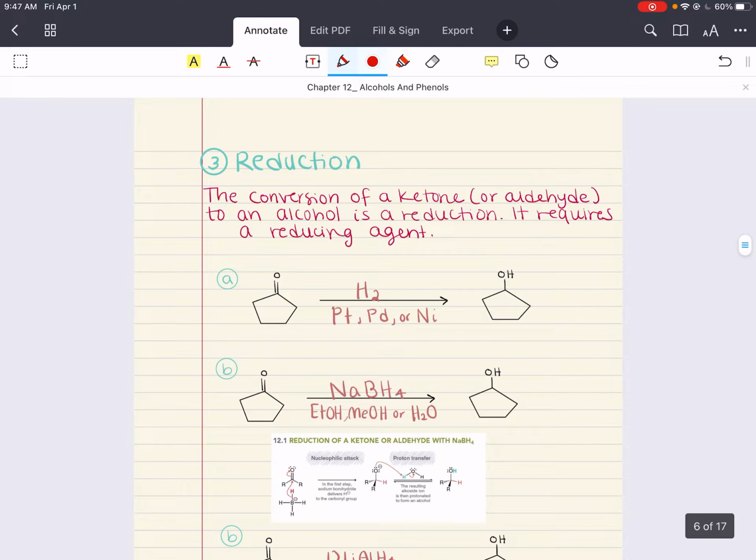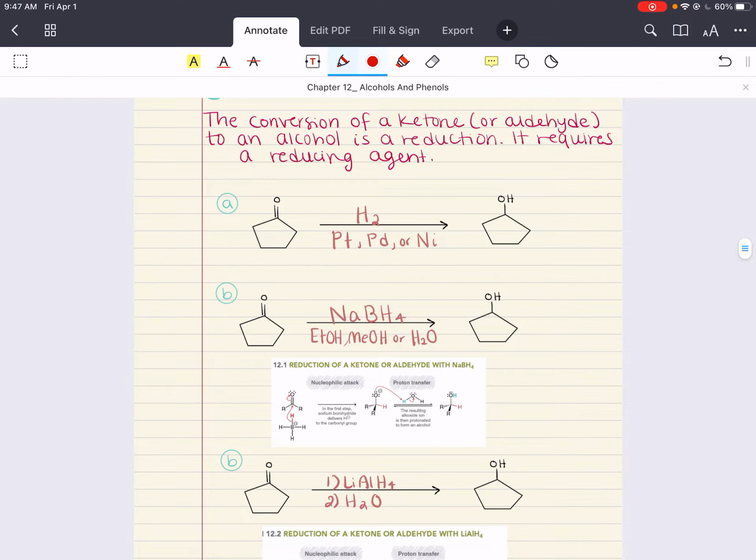Let's continue now that we've done these practice problems with more alcohol preparation techniques. Another alcohol preparation technique is through reduction. Here we can start with something like a ketone or an aldehyde, where there is a double bond, right? That carbonyl, carbon double bonded to oxygen. And what we can do is reduce it to a single bond where there is now an alcohol group instead. So the conversion of a ketone or aldehyde to an alcohol is a reduction reaction. So that means it requires a reducing agent.